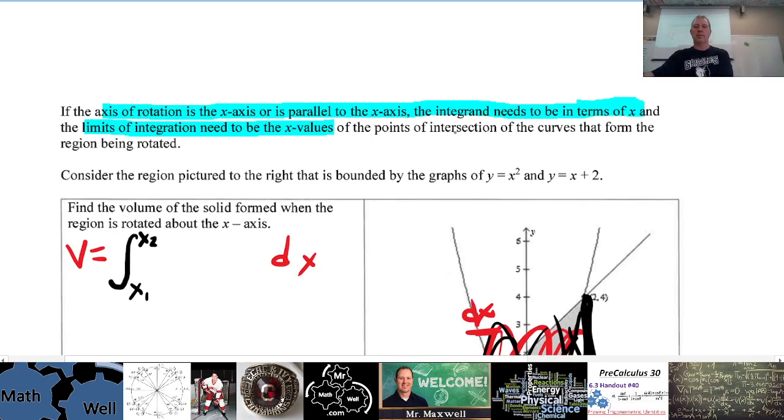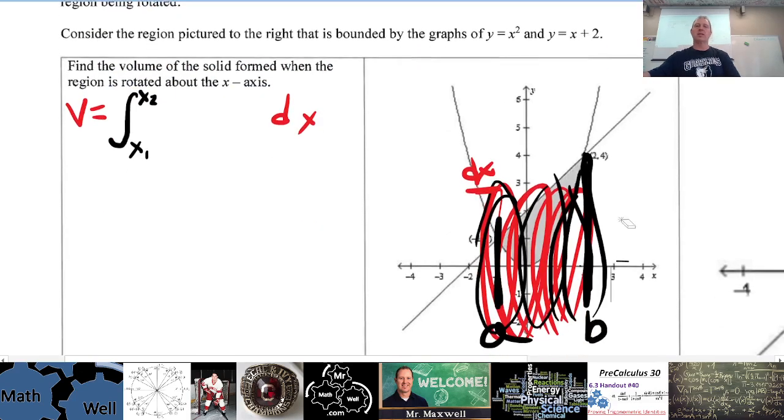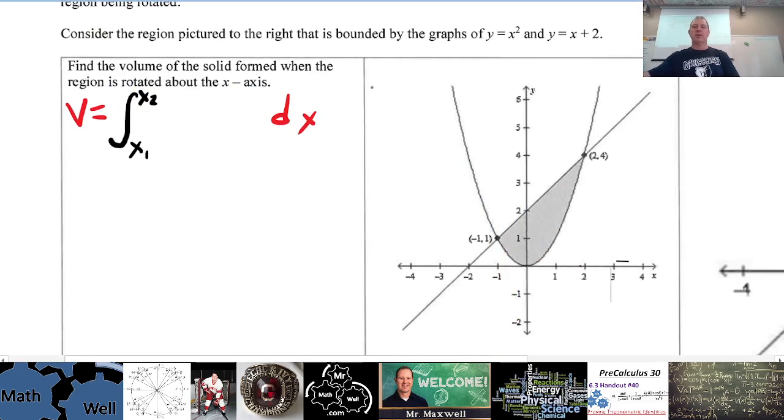Okay, what else here? So the curves that form the region being rotated. Let's consider this diagram here. This is a region that's shaded, bounded by y equals x squared and y equals x plus 2. So that's pretty reasonable.